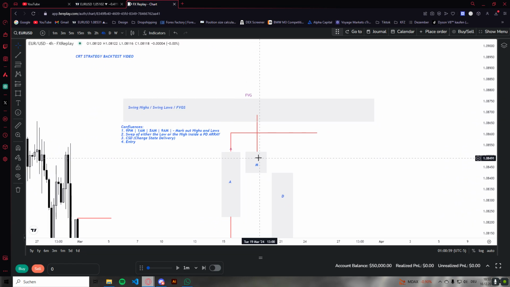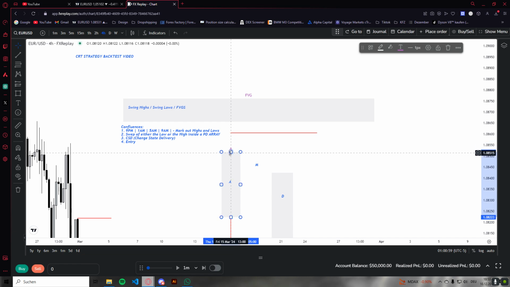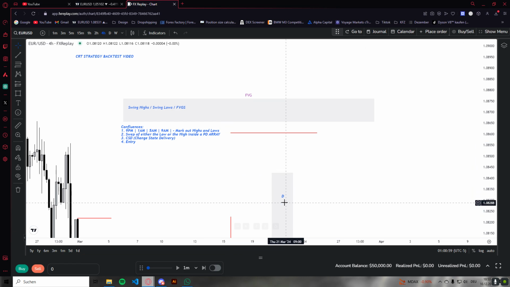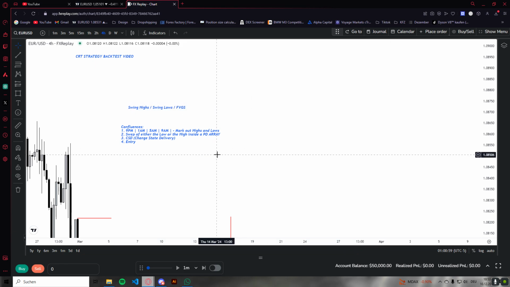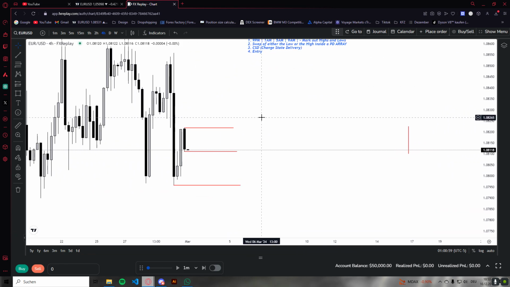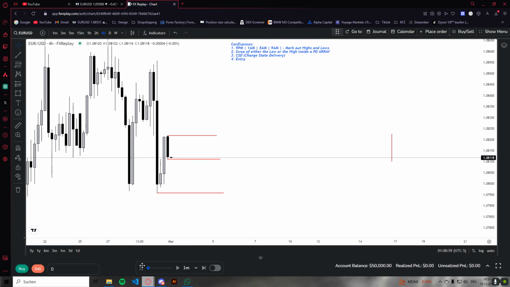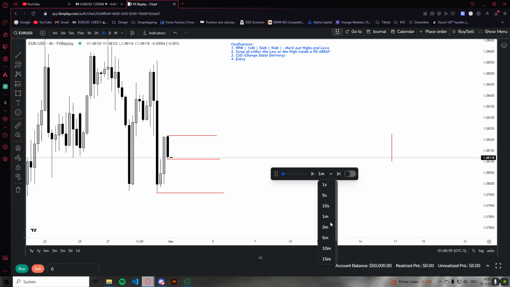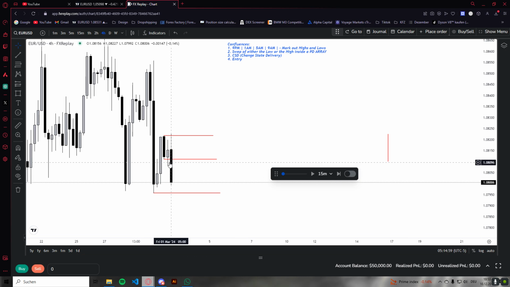So let's delete that pretty quick. I hope you understood that. So now we want to see this high get swept, because here's a fair value gap, so we want to see this high get swept. So let's see if we get it. No, we didn't get any sweep because it already swept the low. So we're gonna hop into the next candle.